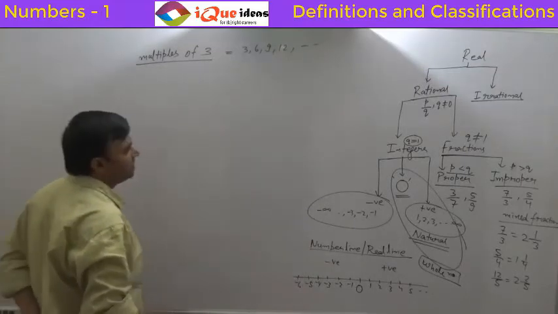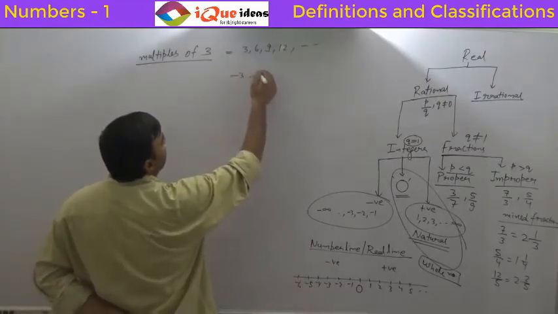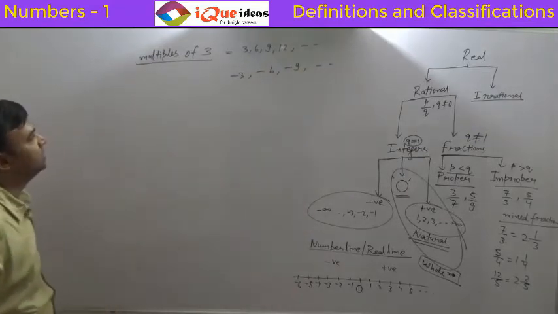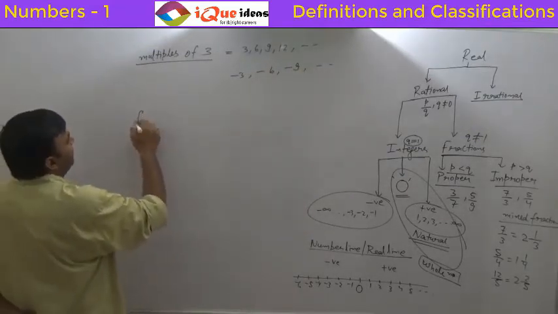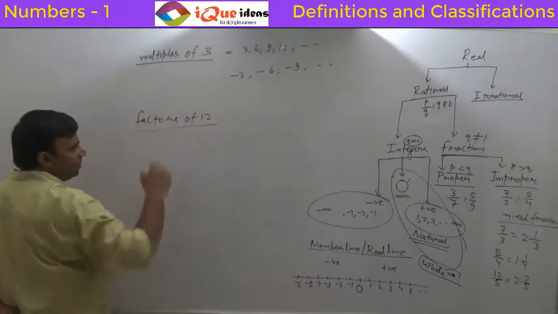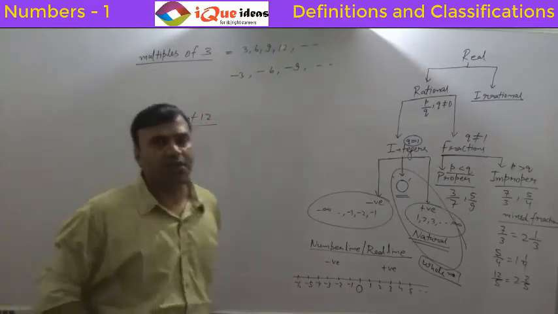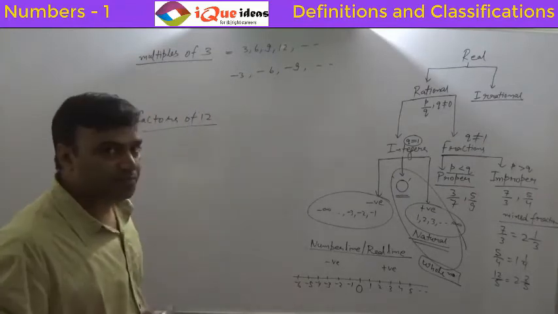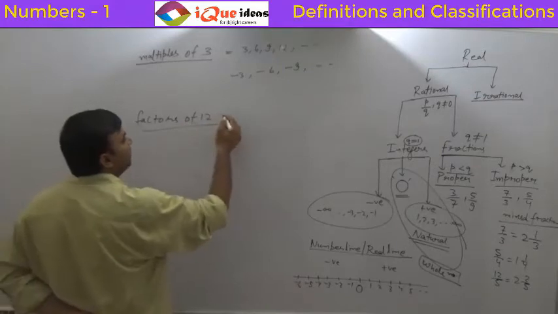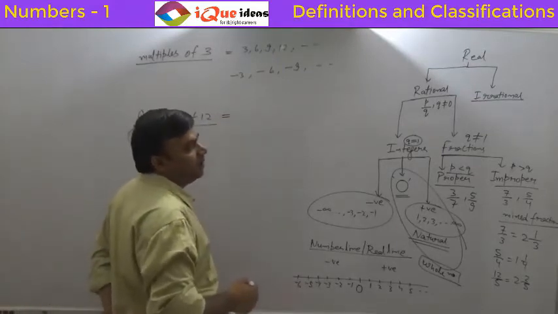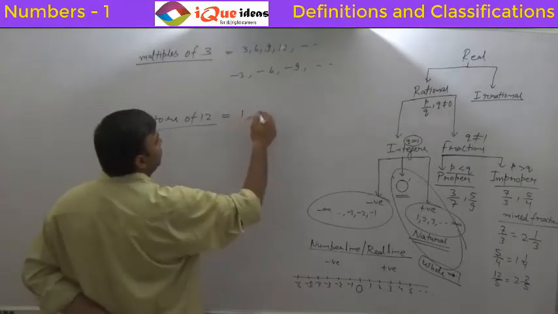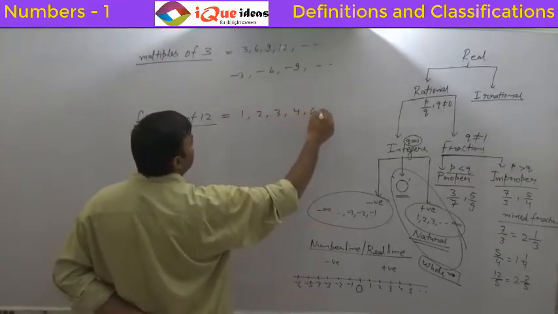Alright? Some of you may say minus 3, minus 6. Let's hold for some time in this. What about factors of 12? 12 is a number. Factors of 12. Now, what is the meaning of factor? The number which divides 12. The number which divides a given number is called a factor of that number. So, factors of 12 would be. What do you have to think? What are the numbers which will divide 12 completely? So, 1, 2, 3, 4, 6 and 12.